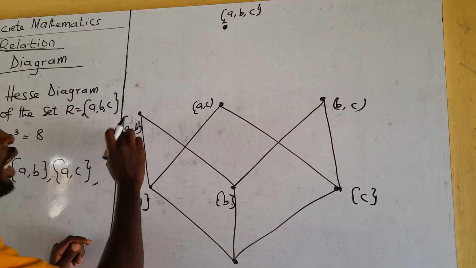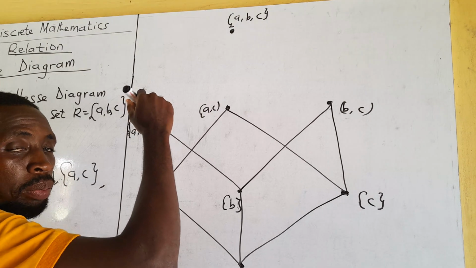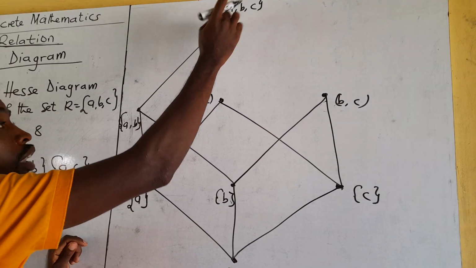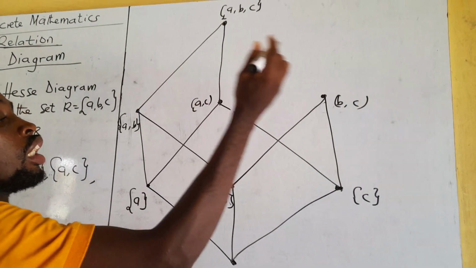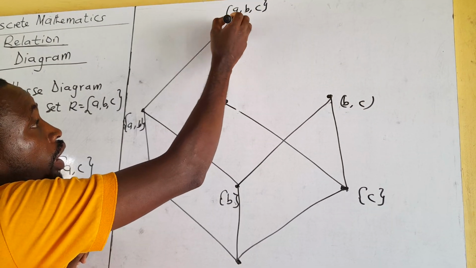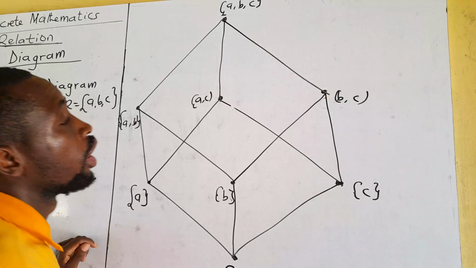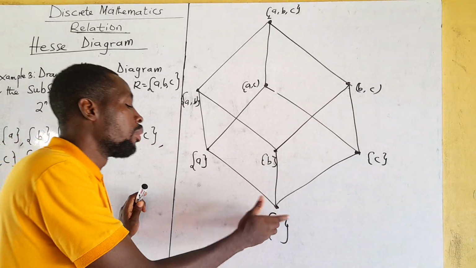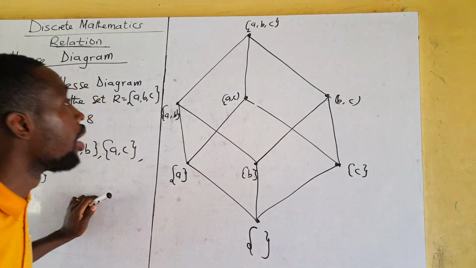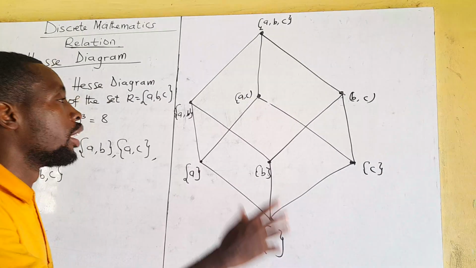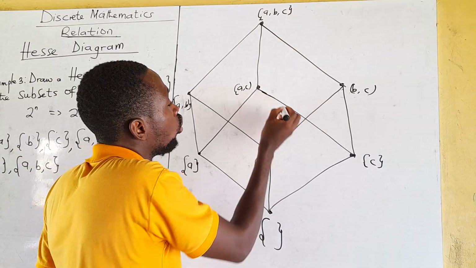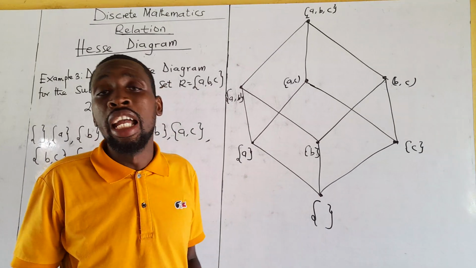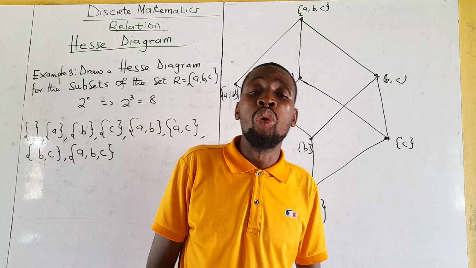Now we find out, is AB a subset of the set ABC? Yes, so we draw a line. Is AC a subset? Yes, so we draw a line. Is BC a subset of that set? Yes, then we draw a line to connect. Then this becomes the Hesse diagram of this set. So the empty set here can be called the lower bound, and the set itself is the upper bound. When you want to find the lower bound and the upper bound of a Hesse diagram and lattice for that matter, we'll end it here today.